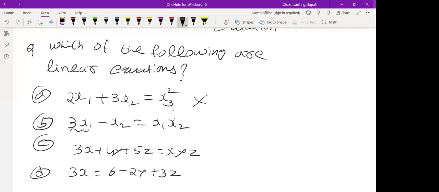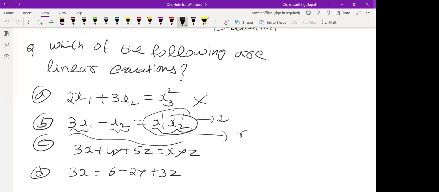So what is the degree of this term? 1, because x1 power is 1. What is the degree of this? This is called a monomial. For a monomial, degree means sum of the powers. Here 1, here 1. So the degree of this term is 2. So this is not a linear equation. Non-linear.